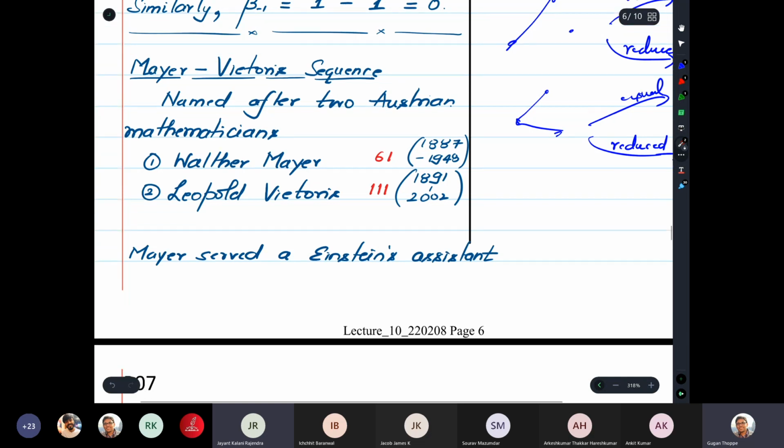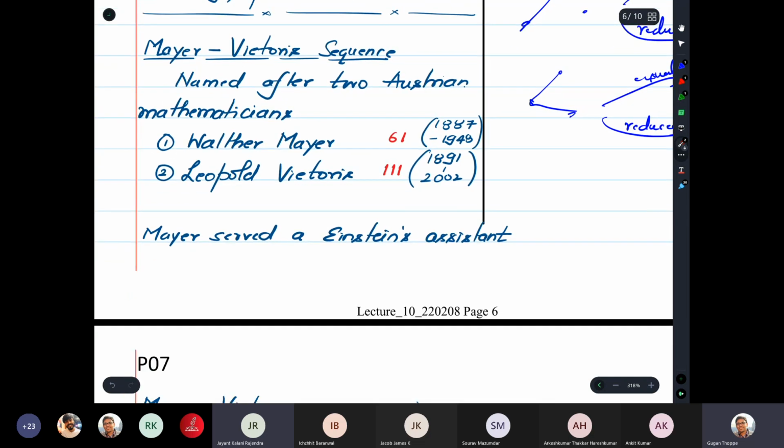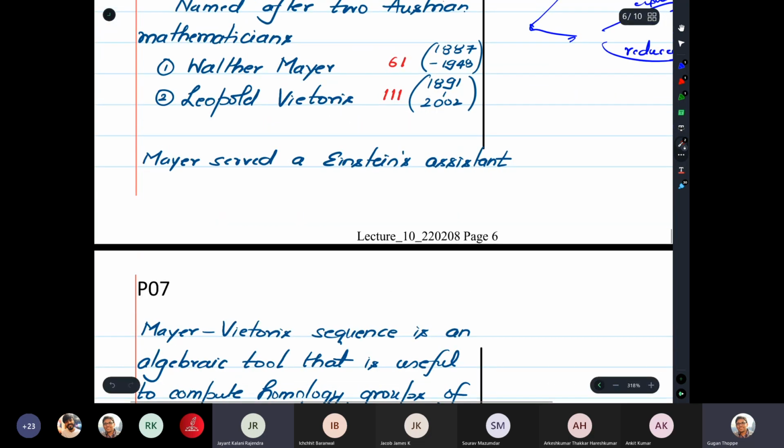While looking up the Wikipedia page, I also noticed something interesting. It appears that Walther Mayer was actually Einstein's assistant, and he was often referred to as Einstein's calculator or something like that. All right, so this was a short digression.